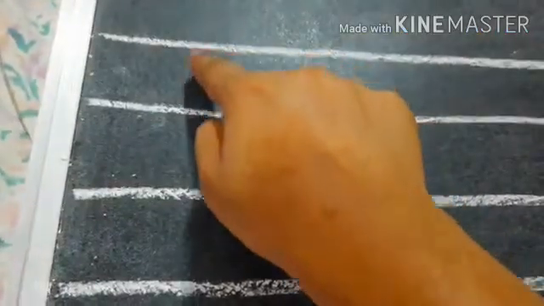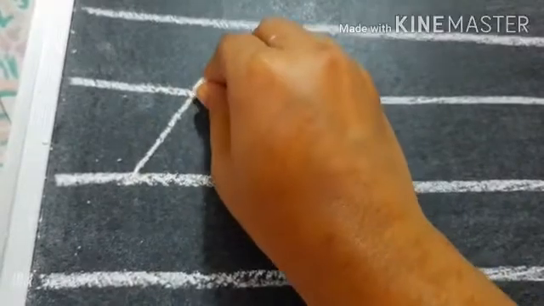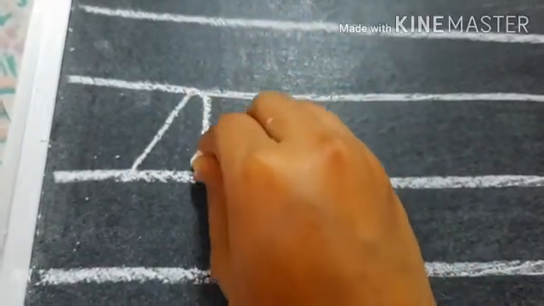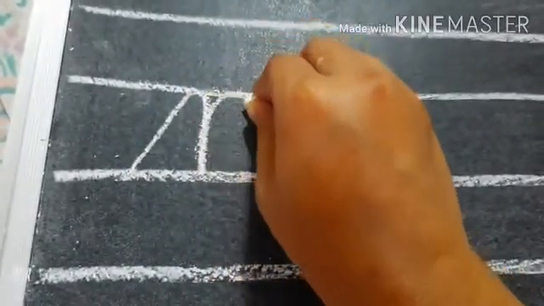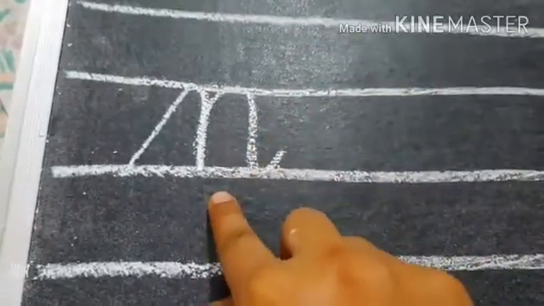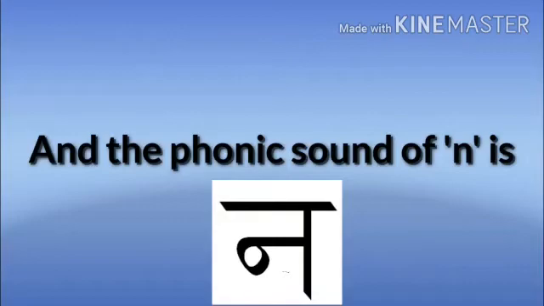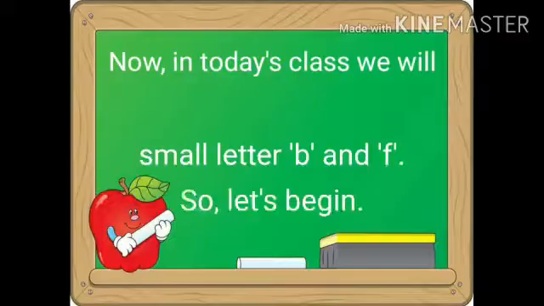Now we will revise how to write cursive small letter N. To make cursive N, we will begin with our third line. From the third line, go slant, take a turn, come down, go up, make a curve, come down and take a small turn. Cursive N. Also, the phonic sound of M is ma and the phonic sound of N is na.